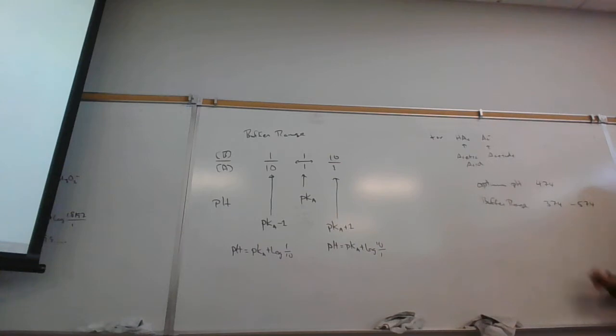And if I want a buffer at pH 7, well, pH 7, this is outside the range. This is outside the range. And so what does outside the range mean? Outside the range means it's going to be way too lopsided. You're going to have way too much of one and not enough of the other. That's what outside the range means here.